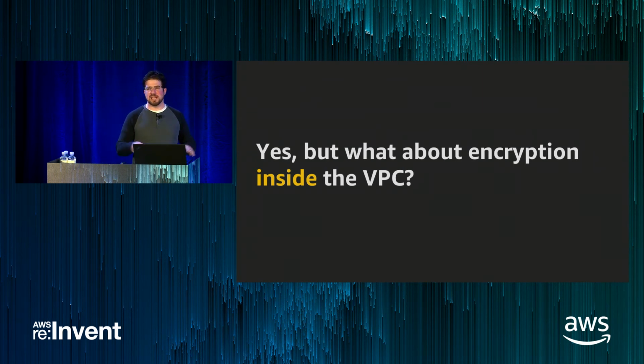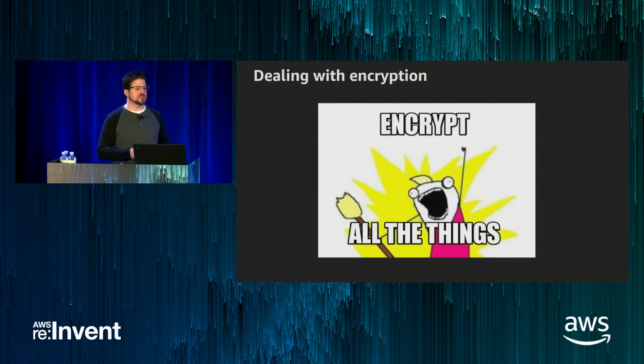OK, so I get it. We can create accounts. What about encryption? So healthcare and encryption go hand in hand very tightly. So how can we make sure that we're encrypting? So the answer is encrypt all the things, right? So AWS makes encryption really, really easy for you.